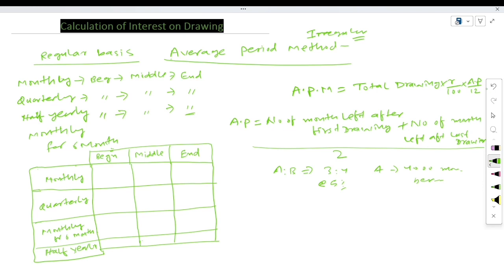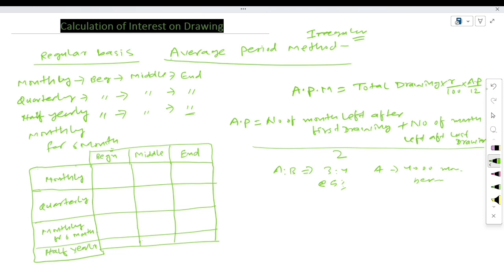First of all, what is the formula? We will write the average period method, because from the question you will be able to understand whether the drawing is happening on regular basis or irregular basis. If he is drawing every month, it means regular basis. If he is drawing every quarter, it means regular basis. If he is drawing half yearly, then also regular basis. If he is drawing monthly for 6 months, then this is also regular basis. And at the time of regular basis of drawing, this formula would be used.